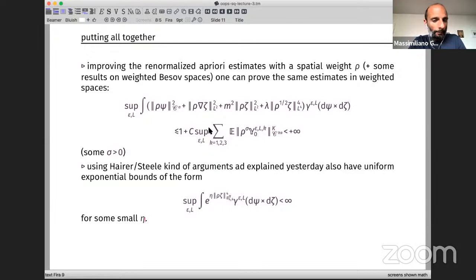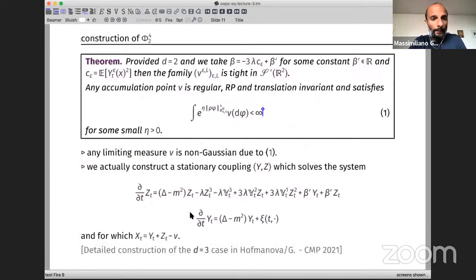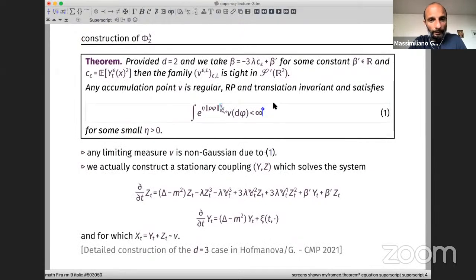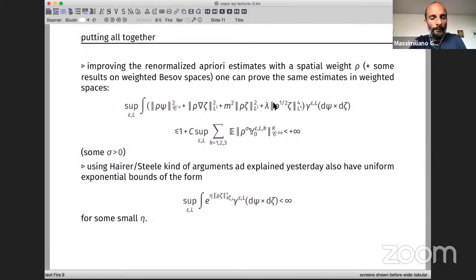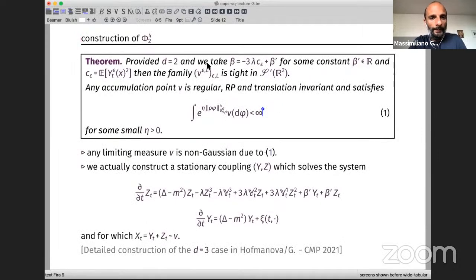Yeah, because somehow the Hairer-Steele argument does not really depend very much on the regularity. Okay, you just have to adapt it to this new setting where, if you want to take the epsilon going to zero limit, you have problems with regularity. Okay, then I think here I was a bit too optimistic. So this somehow ends the kind of work you have to do to prove existence of limits in this case.